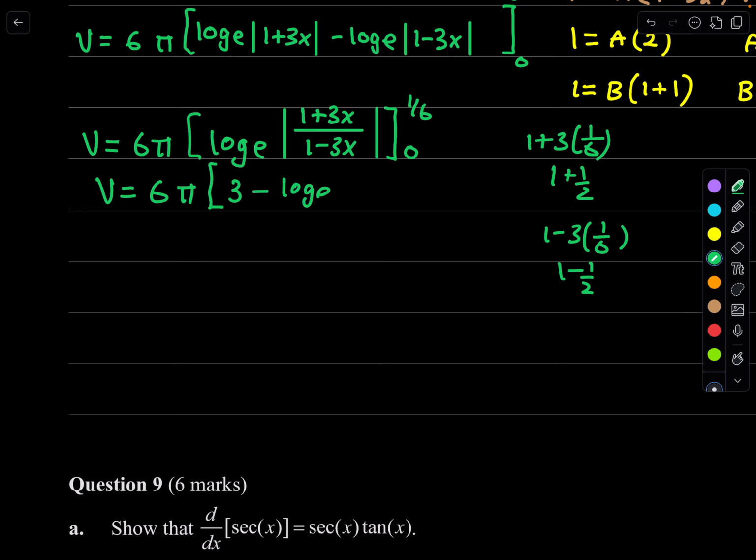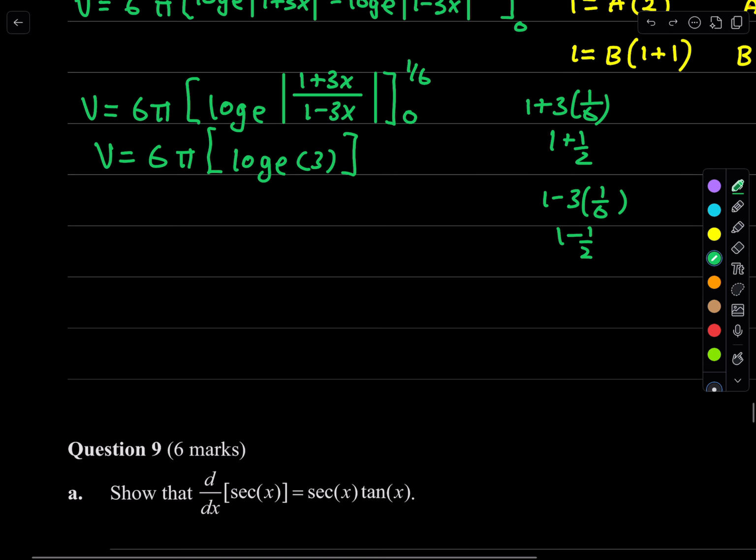But look at this. If you sub in 0, this will be 0, this will be 0. It's just 1 divided by 1, and log e of 1 is 0. So there's no need for that. What am I doing? Oh my god, I forgot the log e of 3. Done. Because if you sub in 0, it's all 0, log e of 1, which is 0. Perfect. So I subbed 1/6 in, the inside became 3, and log e of 3. Done. The volume is 6 pi log e of 3 units cubed.